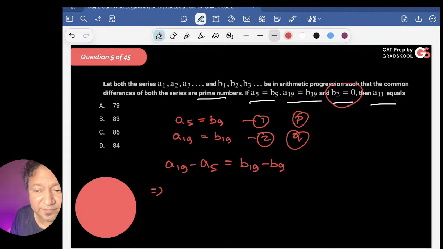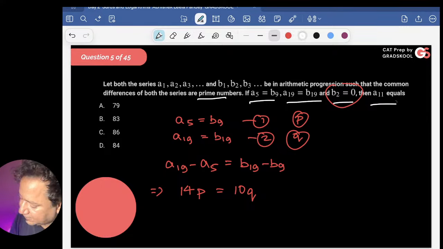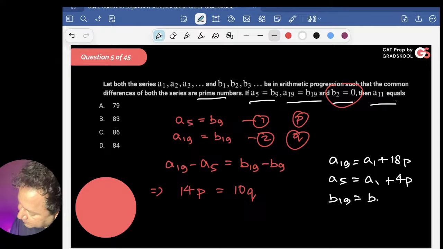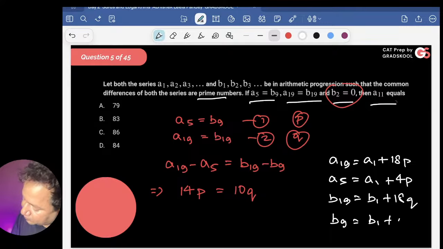Okay. If that is the case, now tell me something. If I subtract A5 from A19, what will I exactly get? I would get 14P. Is that right? Do you understand this or not? Here I get 10Q. Do you understand this part? Yes. If not, I'll just write it here. What is A19? This is the first term. Let the first term be A1. A1 plus 18 times P, isn't it? And A5 is A1 plus 4 times P. B19 is B1 plus 18 times Q. And B9 is B1 plus 8 times Q.